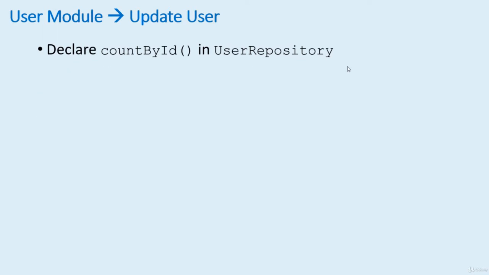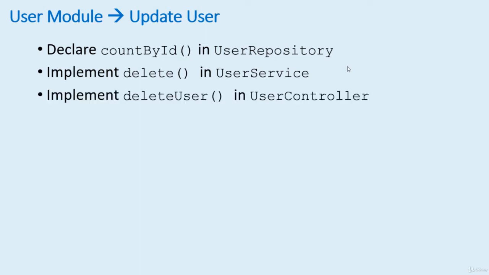We declare the countById method in the user repository interface, and implement the delete method in the user service class, and implement the delete user method in the user controller class, and finally we implement the delete confirmation dialog lastly.